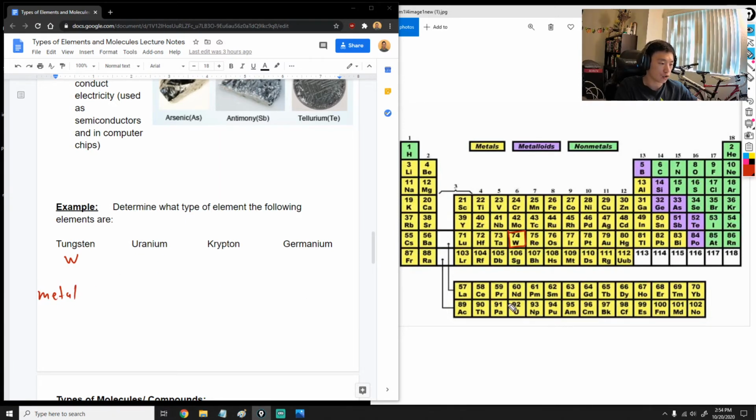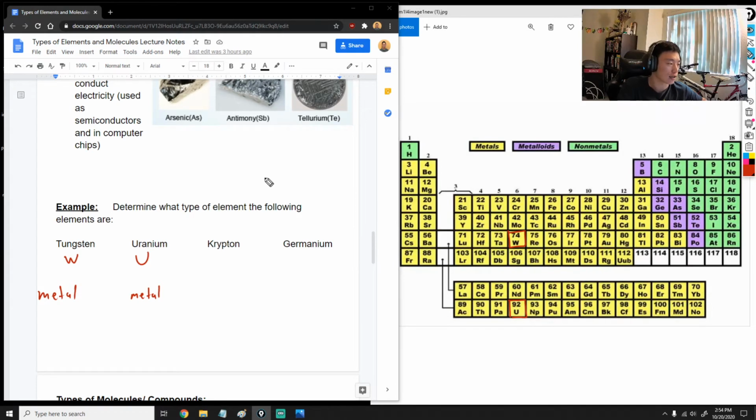Uranium is U. If you take a look at that, number 92 on the very bottom, it's yellow, so it's also a metal. If you feel confident doing this now, and I think most of you should be, take a second to pause the video and try out the next two on your own.